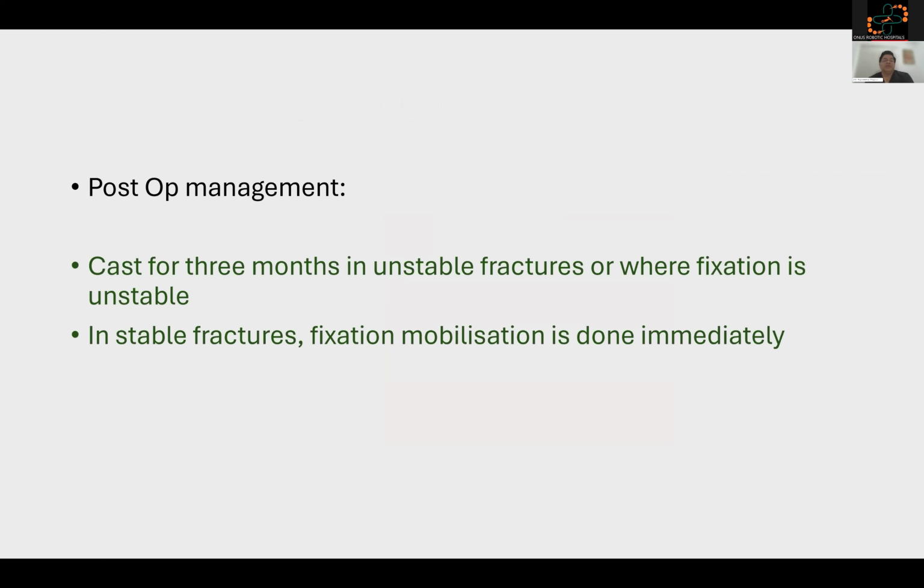Post-op management: it is a cast for 3 months in unstable fractures or where fixation is unstable. In stable fractures, you can remove the cast and mobilize immediately. The patient can return to tabletop desktop work, writing or typing work. At the same time, we can also start wrist ROM exercises, finger exercises, and all that. The only contraindications are driving and doing heavy load work. You can only do writing work till the fracture heals.